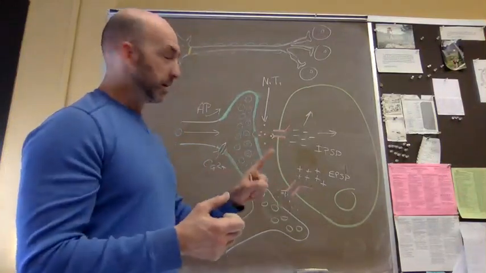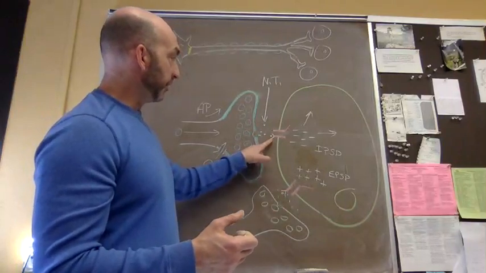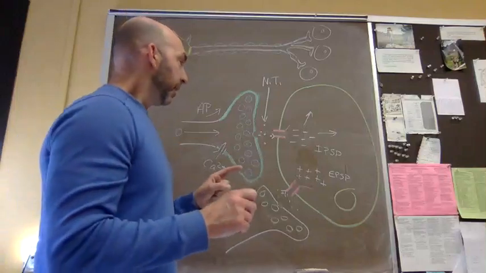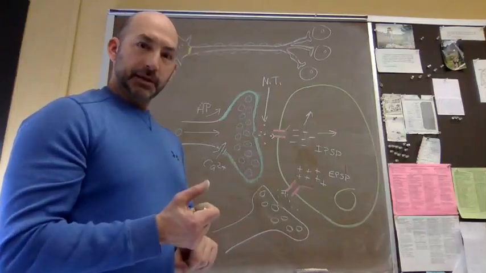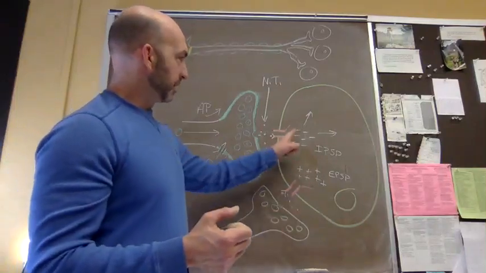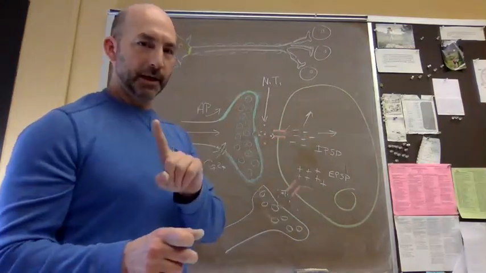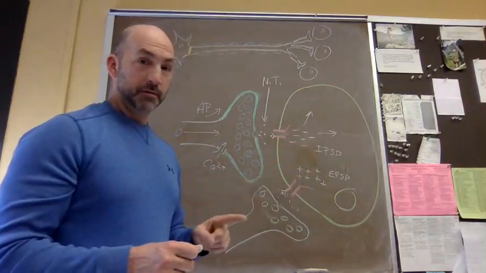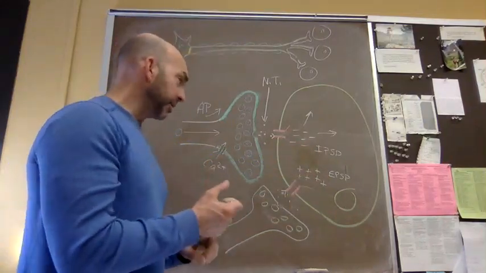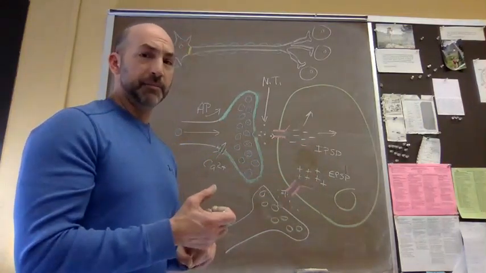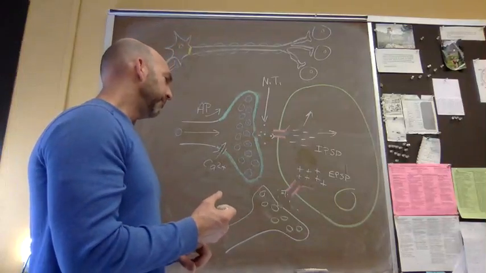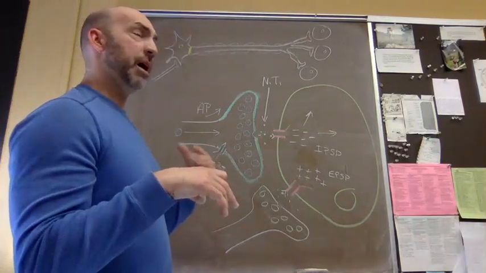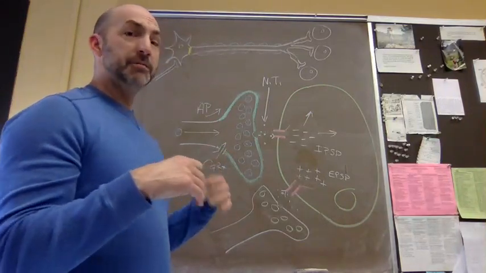They can be different sizes. I can open one channel here and three channels over here. Graded, they can be in different sizes. They dissipate with distance. They are not propagated. This is electrotonic current, not propagated like an action potential. They can be stimulatory or inhibitory, but they also can summate. They can be added together over time, or they can be added together spatially.